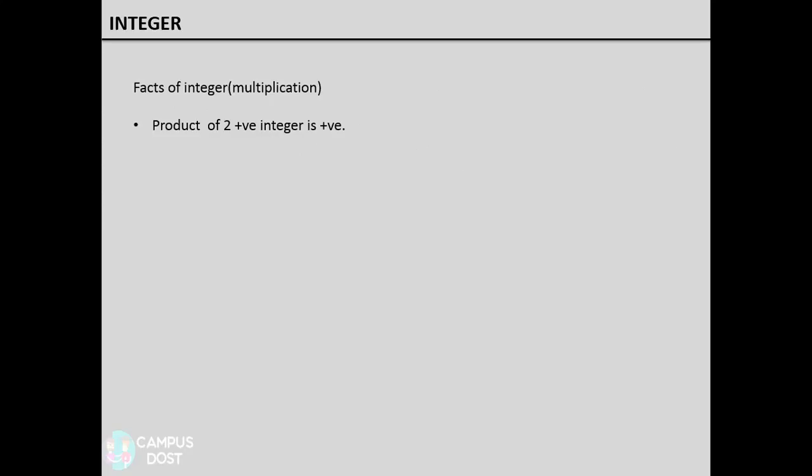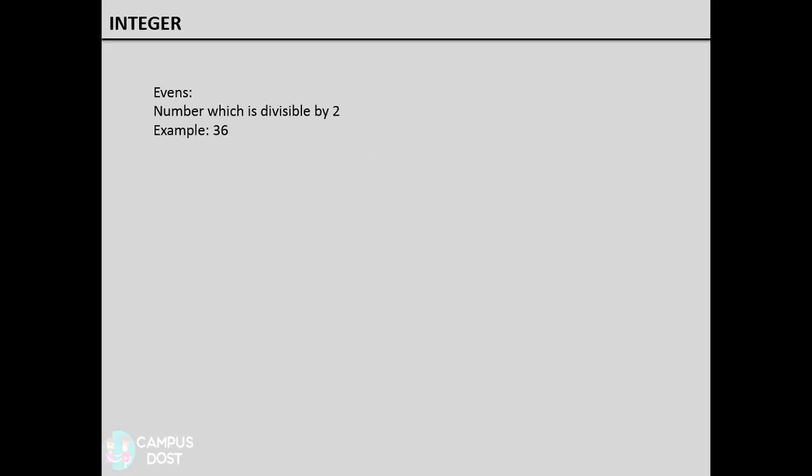Some facts regarding this are: the product of two positive integers is always positive. That is, when we multiply positive a with positive b, the result will be positive c. Next one is, the product of two negative integers is positive. That is, when we multiply negative a with negative b, the result is positive c. And last one is, the product of a positive and a negative integer is negative. That is, when we multiply positive a with negative b, the result is negative c.